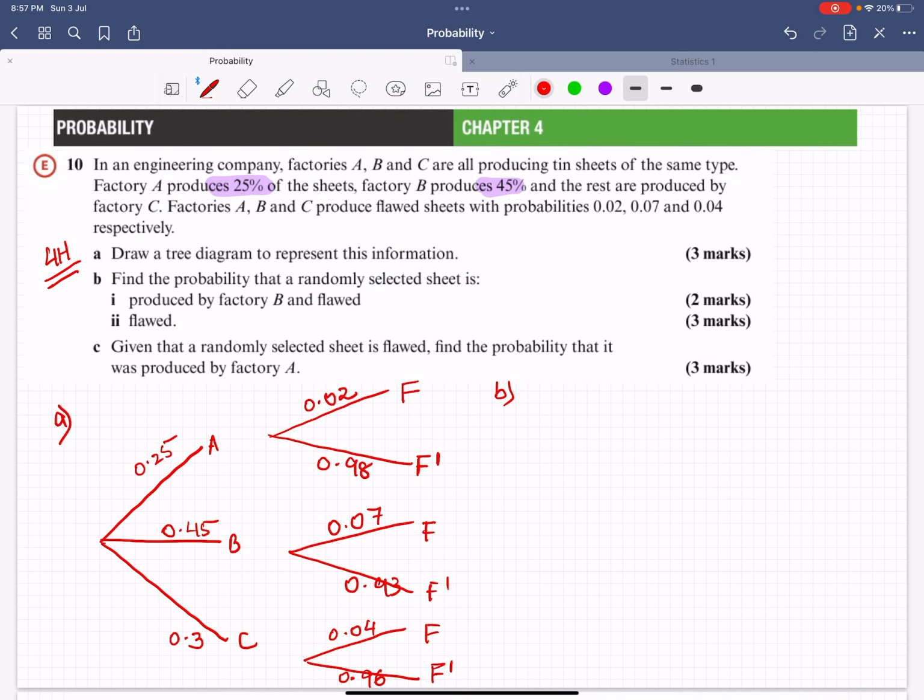The question says, find the probability that a randomly selected sheet is produced by factory B and is flawed. So it is two events. First of all, it is produced by B, and second, it is flawed. So our answer will be 0.45 multiplied by 0.07, and that is equal to 0.0315.